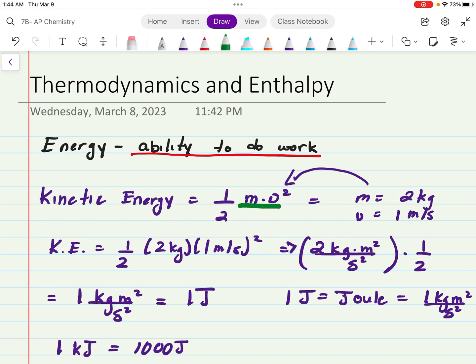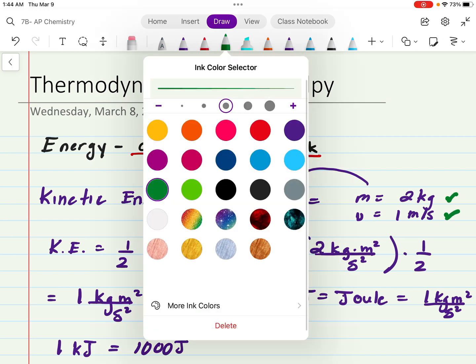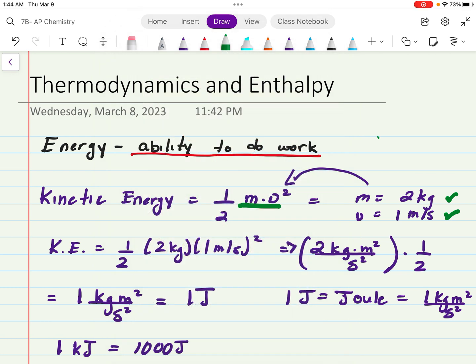Now, if we were to, for example, get a mass that was 2 kilograms moving at a velocity of 1 meter per second, then we would replace the values: 1/2 times 2 kilograms times 1 meter per second, squared. If we substitute the values, we end up with 2 kilograms times meters squared over seconds squared times 1/2, which gives us 1 kilogram meter squared over second squared.